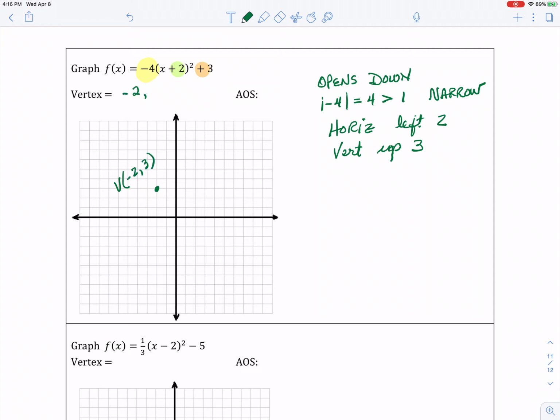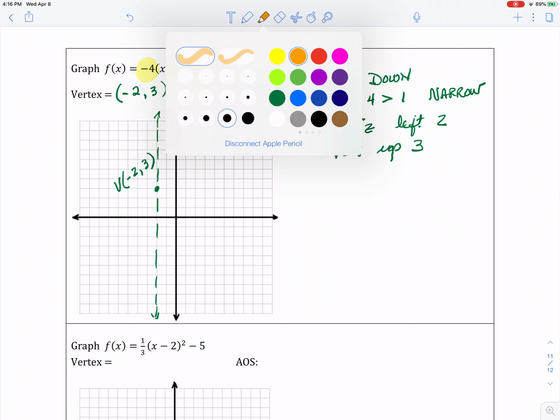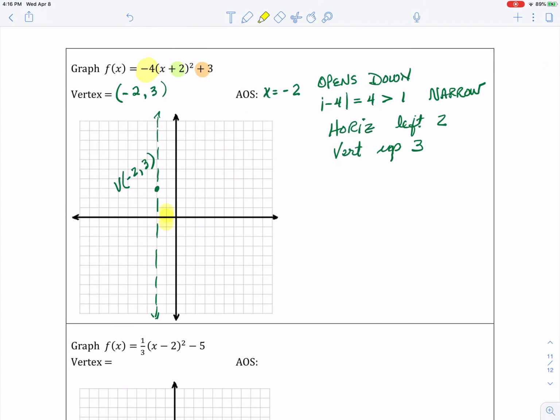Let me go up here and label this before I forget about it. I know the axis of symmetry is going to run right through here, and that is my balance line or my fold line. And then remember I said I like to pick an x value that is somewhere just to the left of that axis of symmetry, or you can go just to the right. I'm going to go with -1 here, and I'm just going to plot one more point.